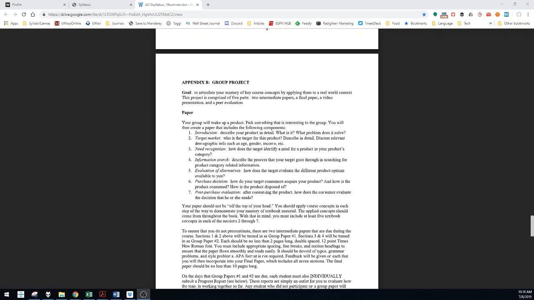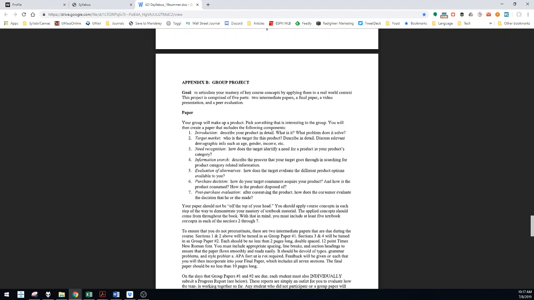Need recognition, okay? In this section, you need to basically discuss how a consumer identifies a need for a product in your product's category, okay? So how does the consumer know that they need or want this particular type of product? If we're talking about running shoes, what is the recognition of the need? Is it old shoes are getting worn out? Is it you desire to get off the couch and start running? There could be lots of different things. So talk about some different areas of where this comes from.